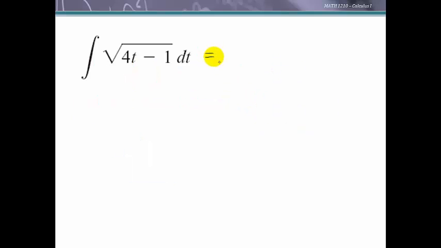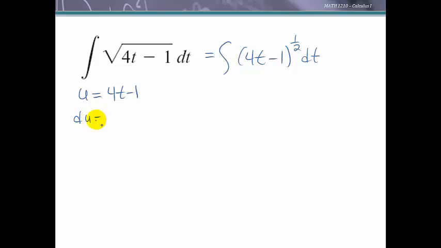It's always good to express radicals as rational exponents. So I'm going to express this like this. And then I have a function inside of another function: I have a square root function, and inside of that I have 4t minus 1. And so that's what I'm going to call my u. That would mean my du is going to be 4 dt. Now, looking to see what I have here, I don't have a 4, I do have a dt. So I am going to divide both sides by 4 so that I know that dt equals 1/4 du.